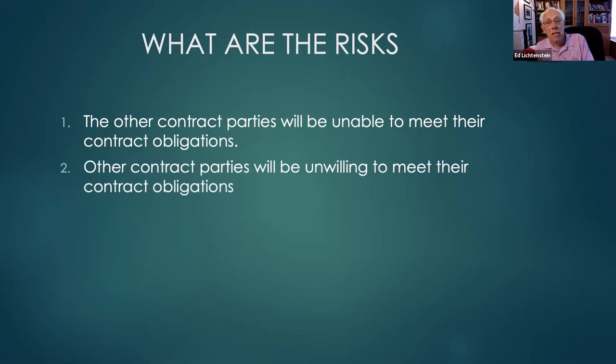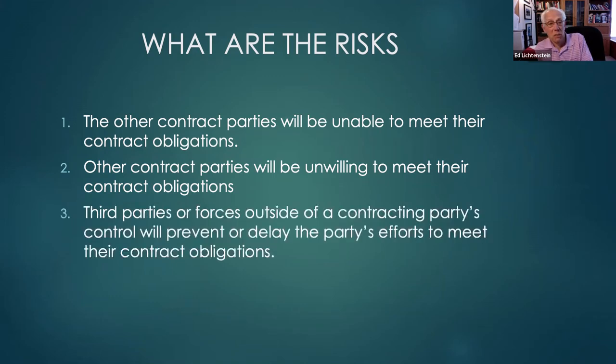The other contract parties will be unwilling to meet their contract obligations. They may all of a sudden decide, "I can't afford to do this job for what I said I'd do it for, so I'm just not going to do it." Or, "I'm not going to do it in the way the contract requires. I'm going to try and substitute some other things, or I'm going to change the specification a little bit." Or it could be a lot. But for whatever reason, they're unwilling to meet their contract obligations.